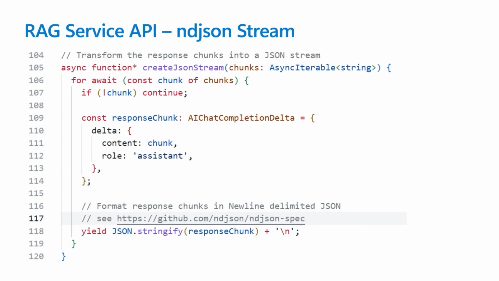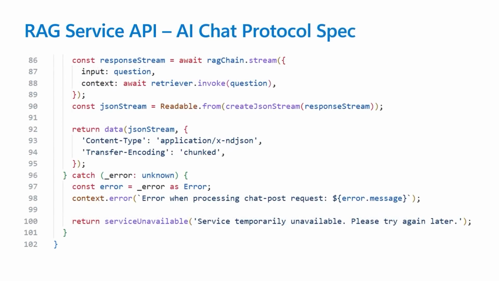This function creates a new line delimited JSON stream, which is what the AI chat protocol uses for streaming. It takes response chunks from either a RAG call or an AI model call and transforms it into the stream we'd like. On line 109, we can see that we create an AI chat completion delta for each of the response chunks that we receive. We then, on line 118, turn those into JSON strings and send them back one at a time in a generator pattern.